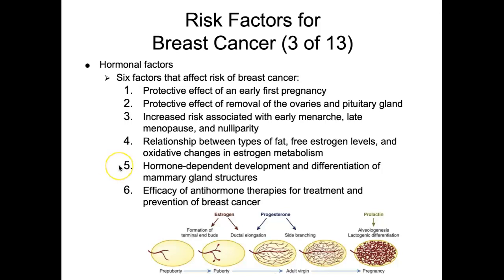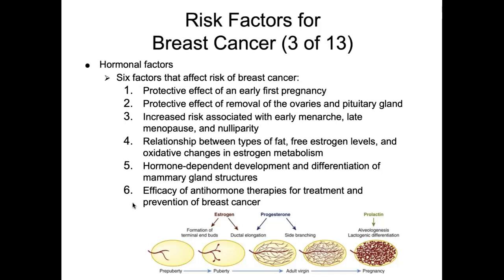And there is a hormone-dependent development and differentiation of mammary gland structures. And you could see that in the image down over here, where estrogen and progesterone are really helping with that ductal elongation and the side branching. And eventually, when we have pregnancy take place, we can have that alveologenesis and lactogenic differentiation when prolactin is present. And lastly, we have the efficacy of anti-hormone therapies for treatment and prevention of breast cancer.